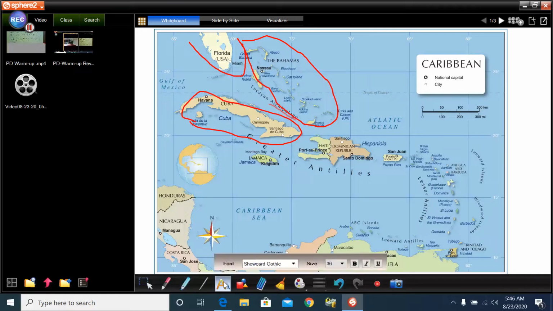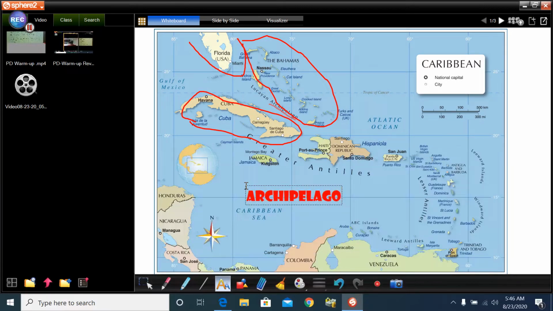So I'm going to type this word in here for you. Archipelago. And I want you to remember that word because that's going to be a vocabulary word that you'll have to know eventually. Okay, so then we have Jamaica right here. We have Jamaica right there. And then we have Puerto Rico.